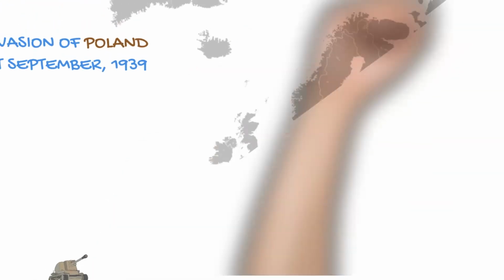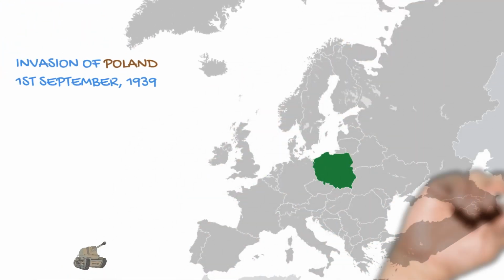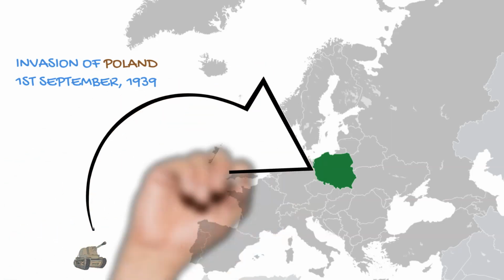With what appears an almost inevitability today, on the 1st of September 1939, German forces invaded Poland from the north, south and west. On the 17th, Soviet forces invaded from the east. World War II had started.